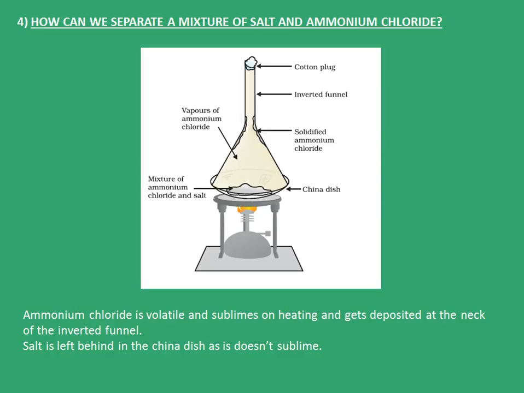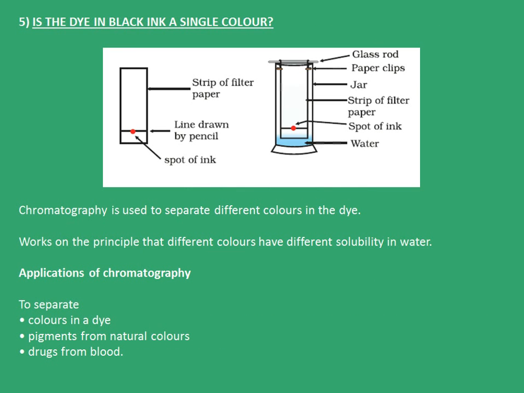The experimental setup of this experiment is a china dish which is kept on a burner, and in this china dish we have taken the mixture of ammonium chloride and salt. An inverted funnel is kept over this china dish and the burner is heated. Now, as soon as the burner is heated, the ammonium chloride starts to sublime. Getting in contact with the surface of the inverted funnel, it gets deposited on the neck, and this way we can separate the two components.